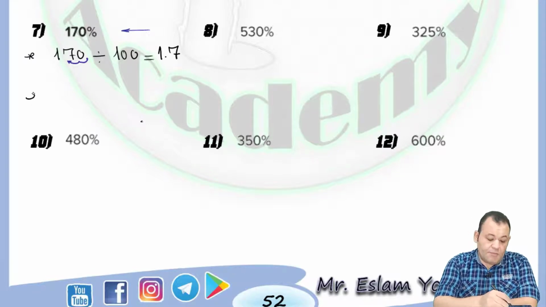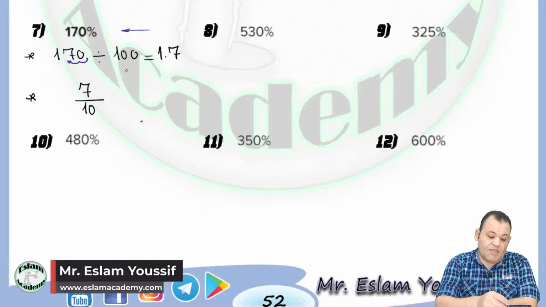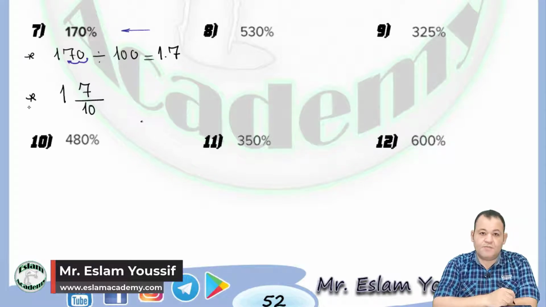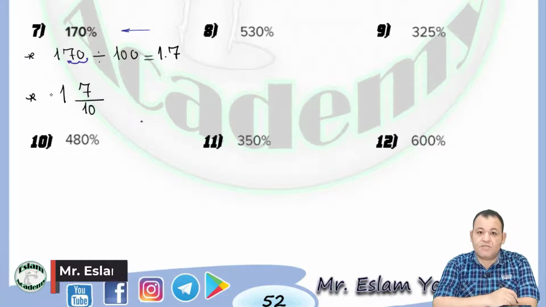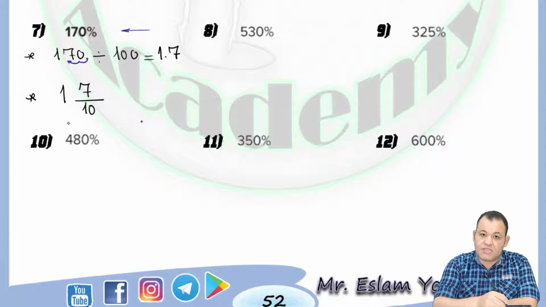Now we need to write 1.7 as a fraction. Because it's more than 1, it will be a mixed number. Just we write 7. There is only 1 digit at the right of the decimal, so it will be over 10. And the whole number now will be 1. 7 over 10 is the simplest form. So the mixed number in the simplest form will be 1 and 7 over 10.